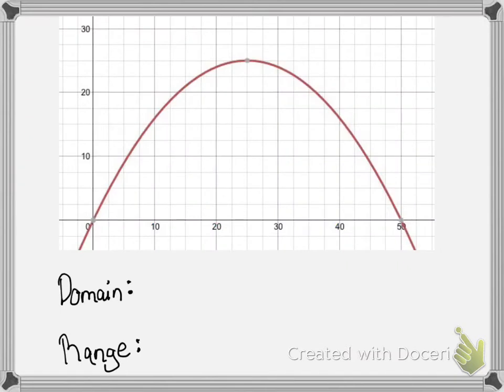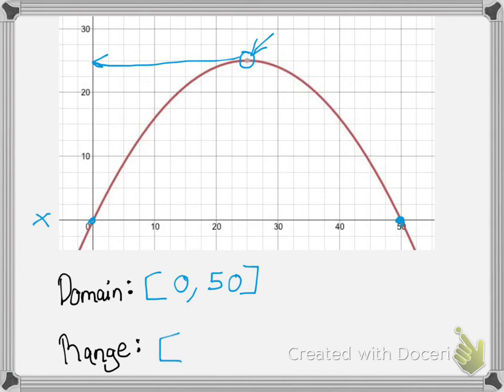Let's look at another example. My domain, looking across the x-axis, I'm trying to see where did it start and where did it stop. Started here at 0, and it went all the way to 50. So my domain is going to go from 0 to 50. Now, for my range, starting from the bottom to the top, that's where it starts and where it stops. You're going to look at the highest point, which is right here. And this dot, it's associated with the y value. It's not written on here, but as you can see, it's in the middle, 25. So my range is going to go from 0 to 25.